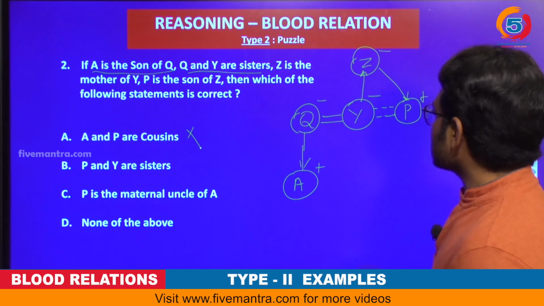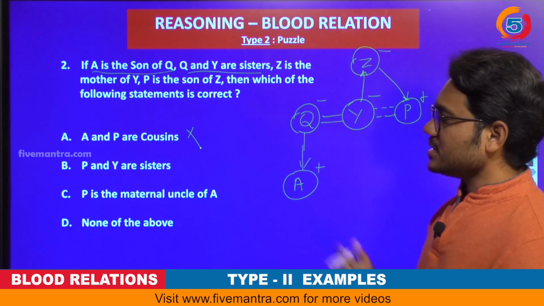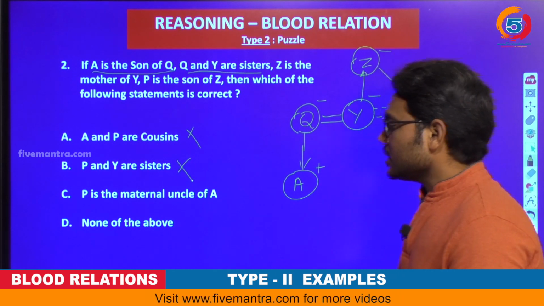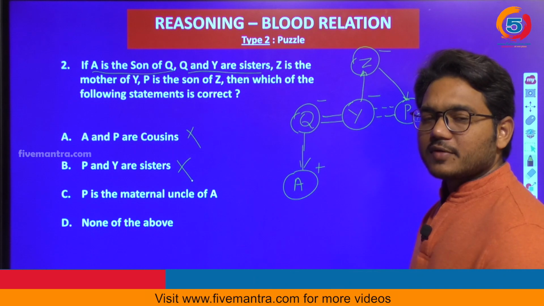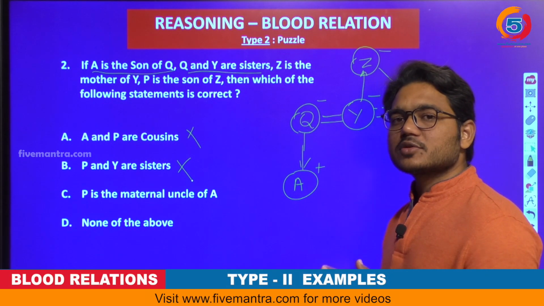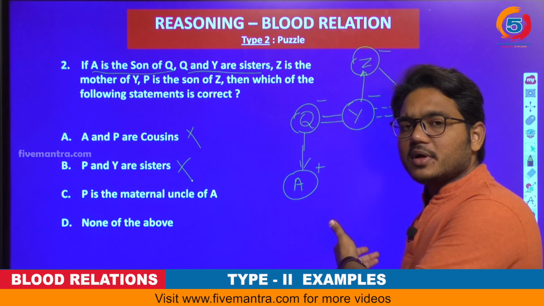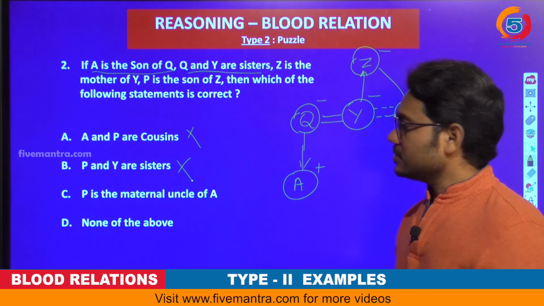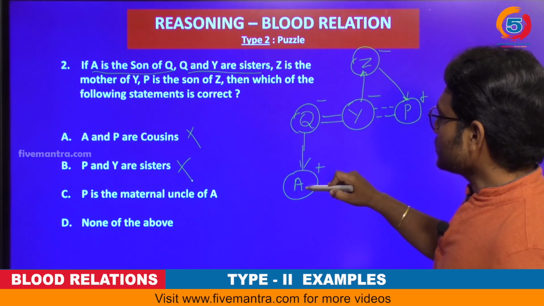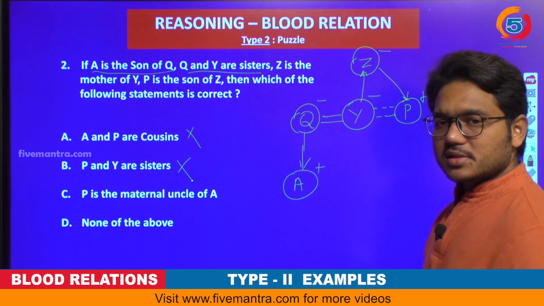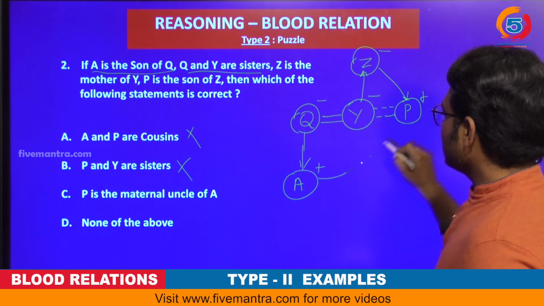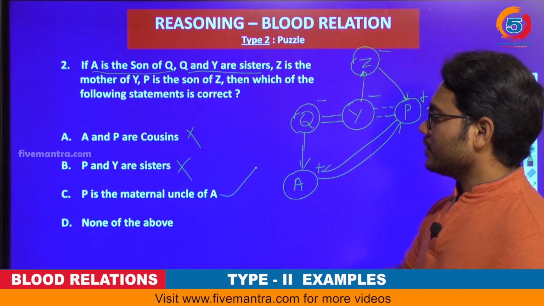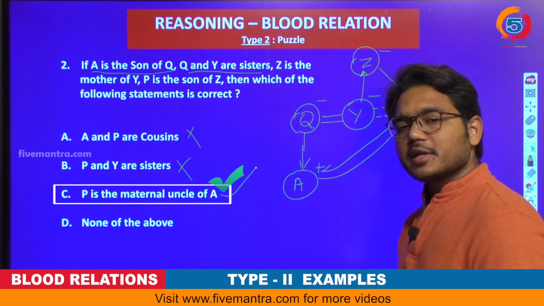Then P and Y are sisters. Are they? No. P is already the son of Z, obviously male. This could be omitted. Then P is the maternal uncle of A. When do you call maternal? Through the mother's side, if we have some uncle, he can be called a maternal uncle. So it is obvious. A's mother is Q, Q's brother is P. So our answer is P is the maternal uncle of A.